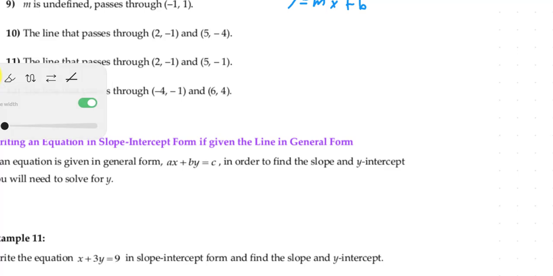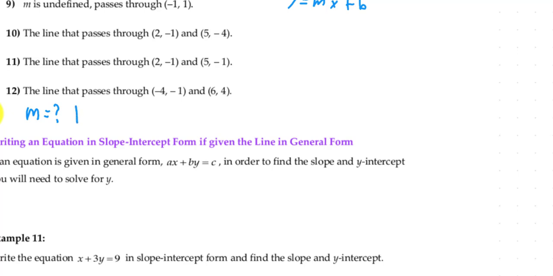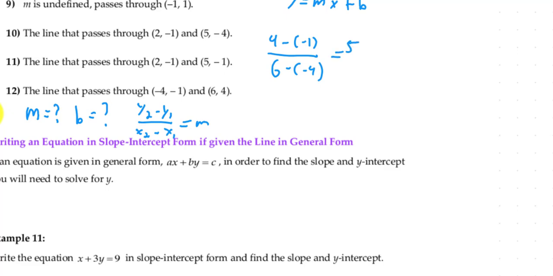So for number 12, again, we don't know m and we do not know b, but we do know y2 minus y1 over x2 minus x1 is equal to m. So right away, I'm going to do 4 minus a minus 1 over 6 minus a minus 4. All right. So minus minus becomes plus, so that's a 5. And on the bottom, we get plus becomes a 10. So it looks like the slope is 1/2. Right, so we know m. Now we have to find b.